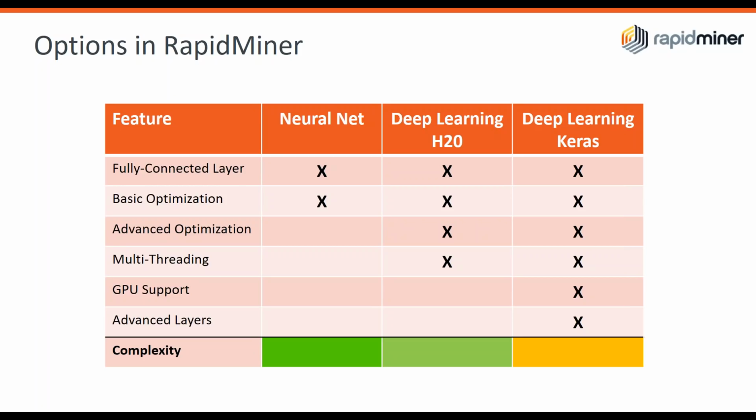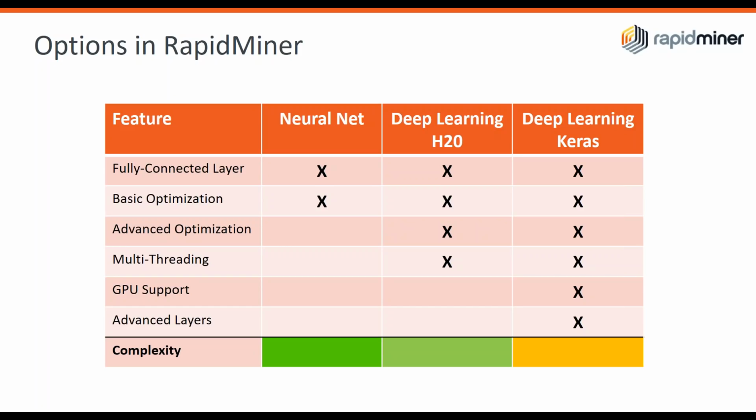You have some simple options to optimize all the parameters. And then if you want to go deeper, you can use our deep learning operator from H2O, and it offers you more options for the optimization and multi-threading, so you can use all the threads on your machine.